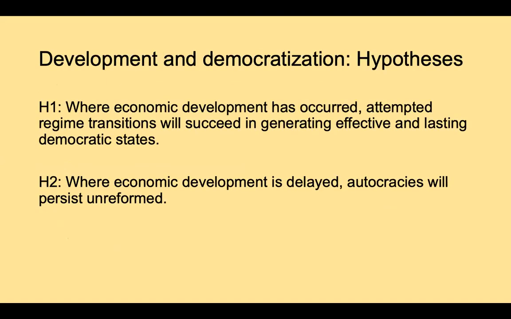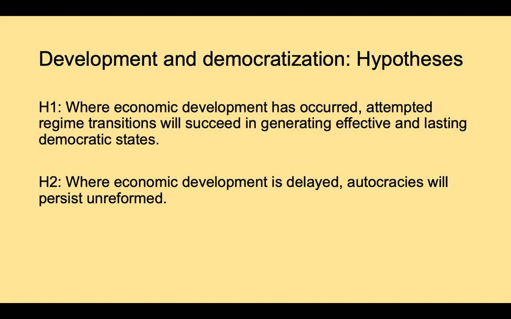So let's take a look at our formal hypotheses, focusing on economic development. Remember that this is our key hypothesis and the factor that we're choosing to focus on in this analysis. And if we articulate that hypothesis, if it's true that development and democratization are related, then we should find that where economic development has occurred, attempted regime transitions will succeed in generating effective and lasting democratic states.